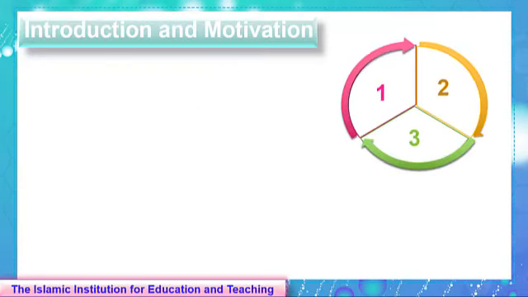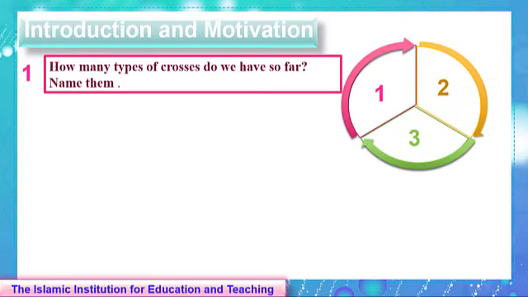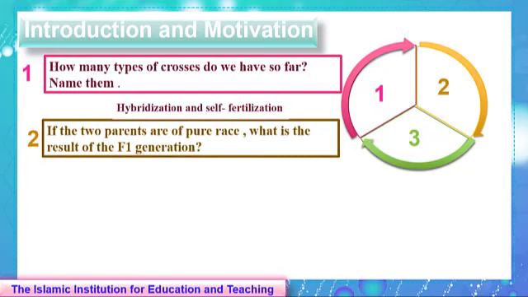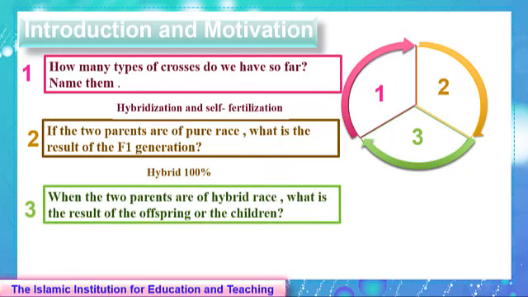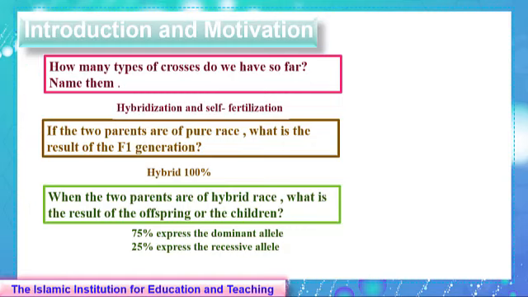Let's recall some points from the previous video. How many types of crosses do we have so far? Name them. Hybridization and self-fertilization. Number 2. If the two parents are of pure race, what is the result of the F1 generation? It is hybrid 100%. Number 3. When the two parents are of hybrid race, what is the result of the offspring or the children? It will be 75% expressing the dominant allele and 25% expressing the recessive allele.